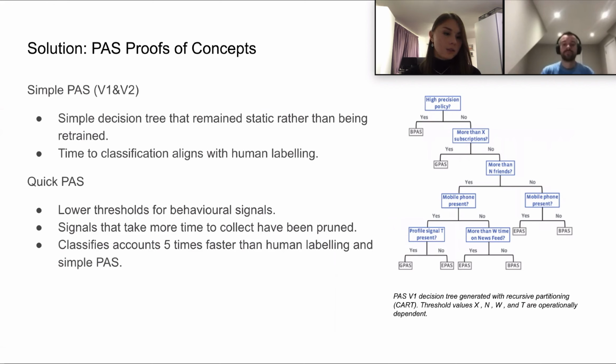The signals used are not contextual, unlike human labelling, so we hypothesise that the time to classification in PASS is less significant. Quick pass has lower thresholds for behaviour signals, such as time on newsfeed, and omits some signals that take more time to collect, such as having subscriptions.